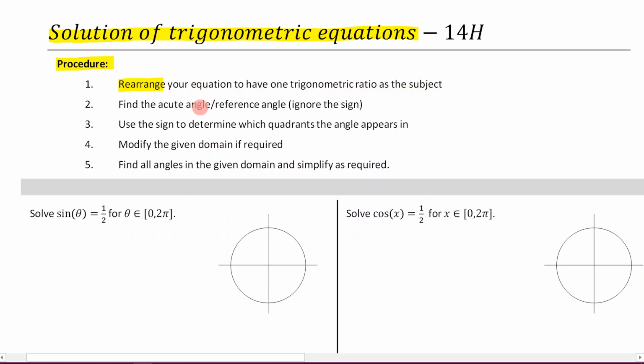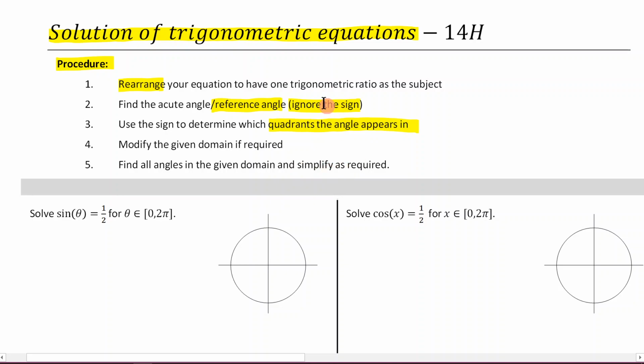Step 2, find the acute angle / reference angle, ignore the sign. Step 3, use the sign to determine which quadrant the angle appears in. Step 4, modify the given domain if required. Step 5, find all angles in the given domain and simplify as required.